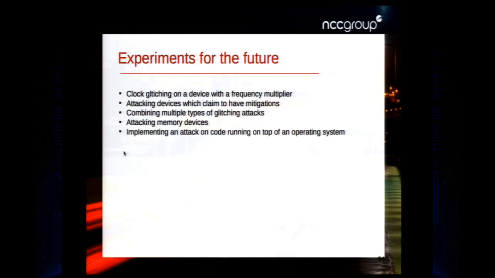So, experiments for the future. I really wanted to do a glitching attack on a device that had a frequency multiplier. I just wanted to see how that would end up working out. Attacking devices which claim to have some sort of mitigations against it. Also, combining multiple types of glitching attacks. I'm not sure if I put this paper inside the citations, but somebody tried to implement their clock glitching attack by having the device on a hot plate, which actually helped them out when they were trying to do their clock glitching attack, which is pretty interesting. I also want to know what it's like to attack memory devices and how plausible it would be to attack some code that's running on top of an operating system.